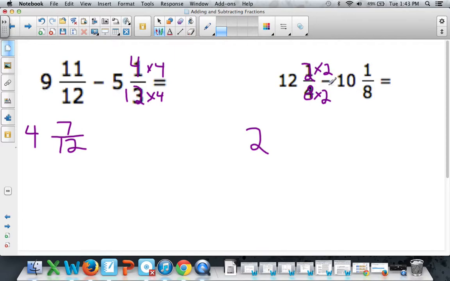2/8, 1/8. 2 minus 1. Ha! 2 minus 1? It's 1. 1/8. Final answer.